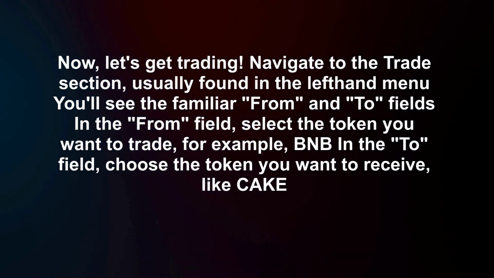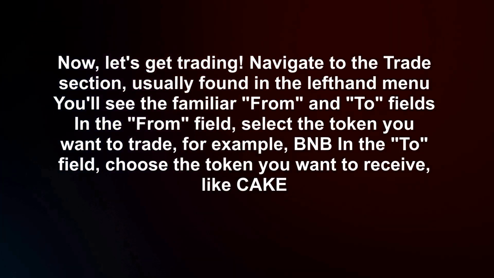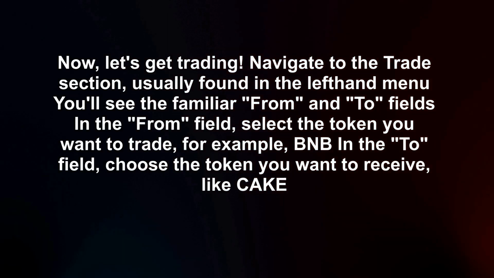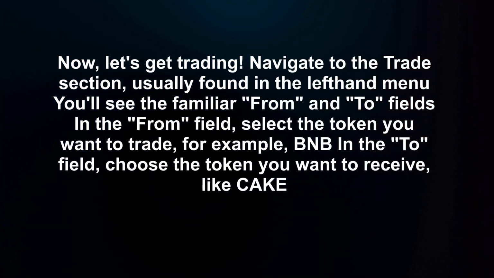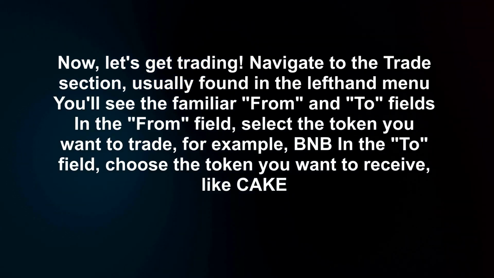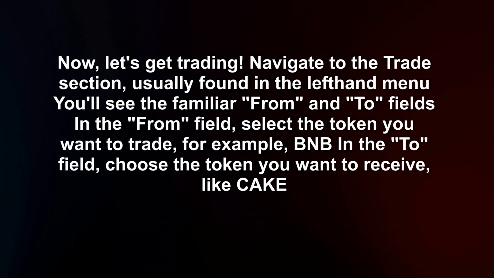Now, let's get trading. Navigate to the Trade section. Usually found in the left-hand menu, you'll see the familiar From and To fields. In the From field, select the token you want to trade. For example, BNB. In the To field, choose the token you want to receive, like CAKE.